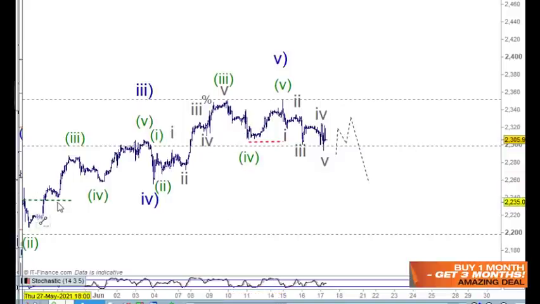We're out of this trade. We were long here, we took some profit here, and we were out here, so I can remove those now.